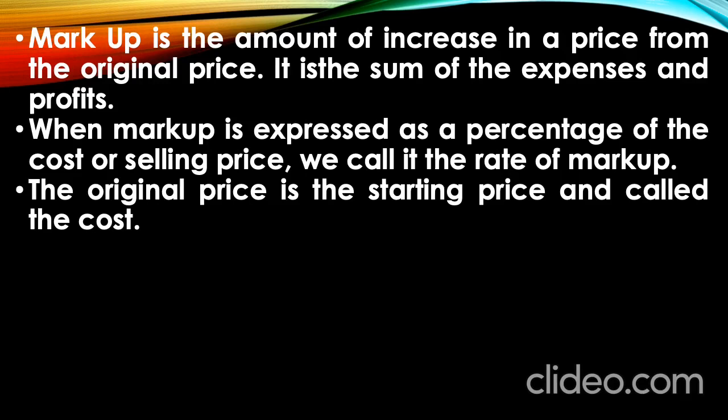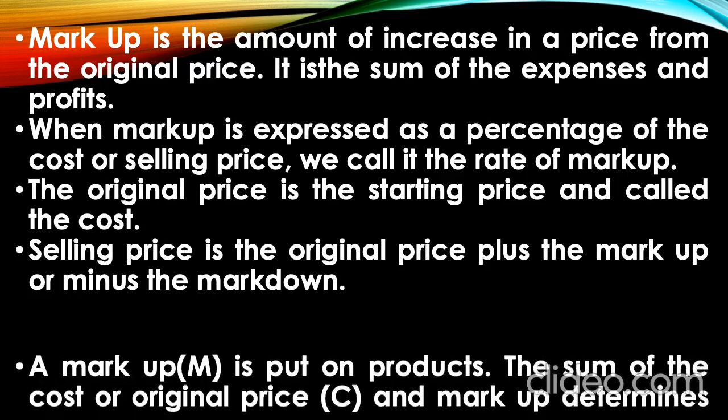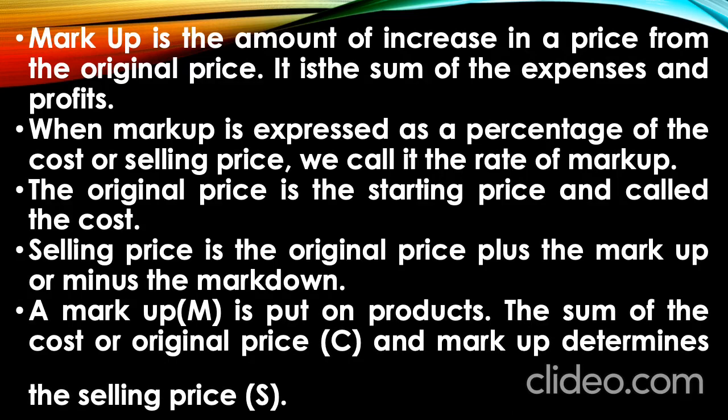The original price is the starting price and is usually called the cost. Selling price is the original price plus the markup, or minus the markdown. A markup, represented by M, is put on products. The sum of the cost, or original price, and the markup determines the selling price. So the selling price is the amount that we pay once we buy a certain product. It already comprises the markup and the cost, or the original price.